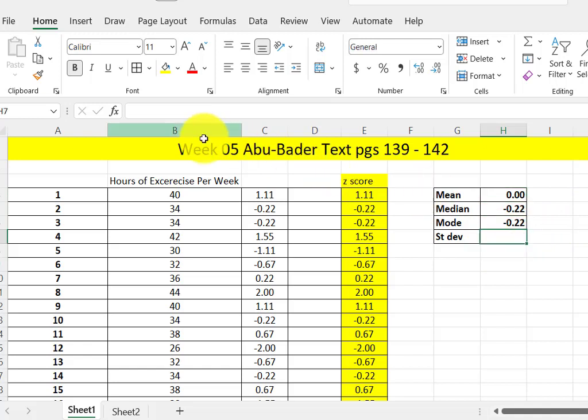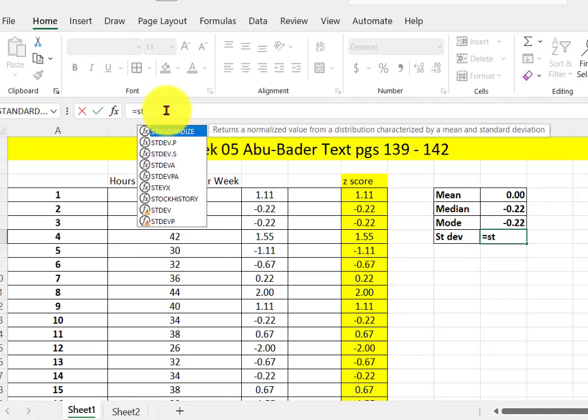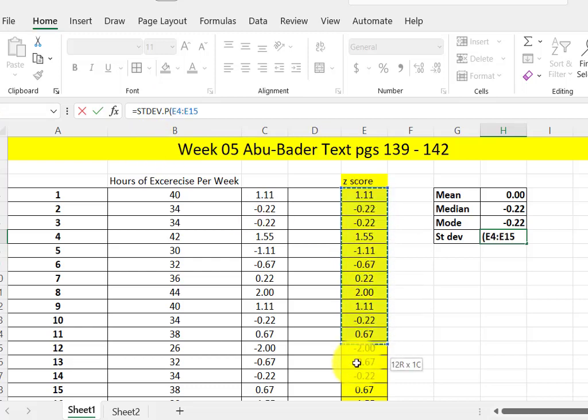Okay, same thing. I'm going to go up here and I'll just type in equals STDEV.P. And we highlight the data.